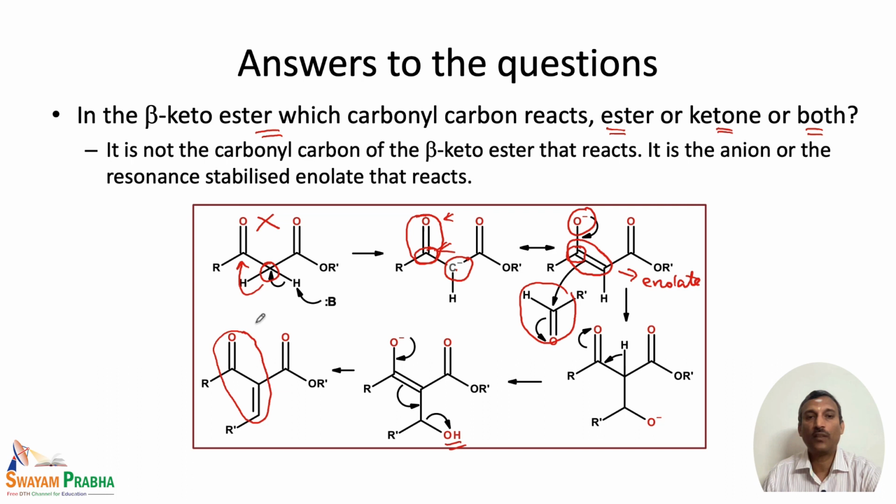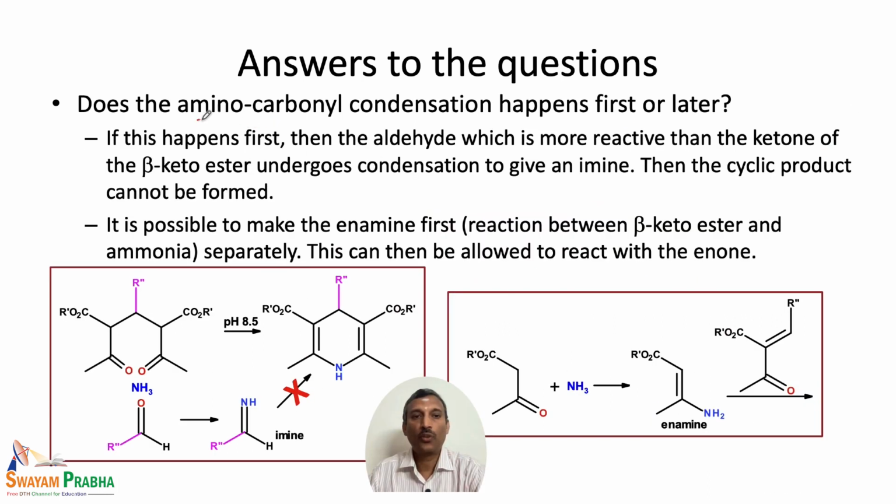So, what we can say is, in this particular case, the beta keto ester's carbonyl group or the ester group are not involved in the first or the initial condensation reaction. So, the next question is, does the amino carbonyl condensation happen first or later? Let us assume the amino condensation happens first. That means the aldehyde will react with the ammonia, as shown here. So, this will lead to the imine formation.